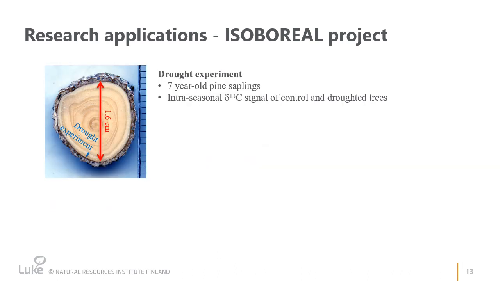In another study, we examined the impact of progressive drought on pine saplings. We had two treatment groups, trees that were affected by drought and were subsequently rewatered, and trees that received adequate watering during the entire experiment. From these trees we obtained discs like the ones you can see here, and from these discs we selected cross-sections for laser ablation analysis of the most recent annual ring.